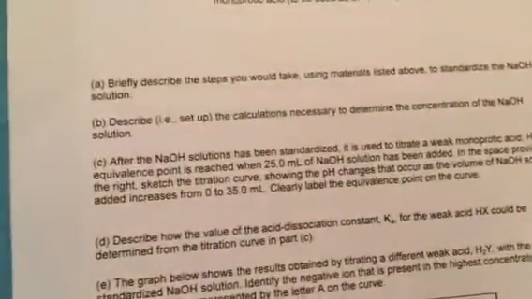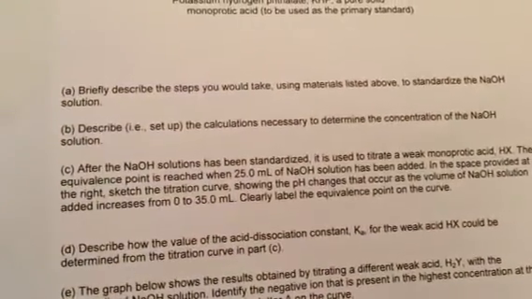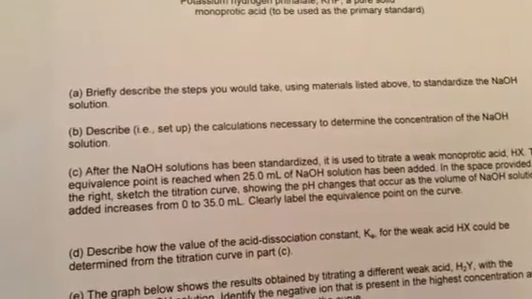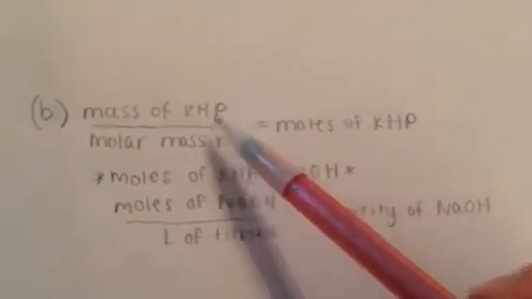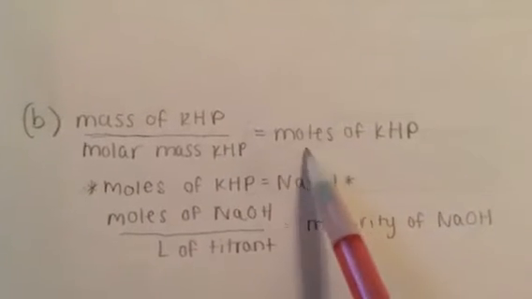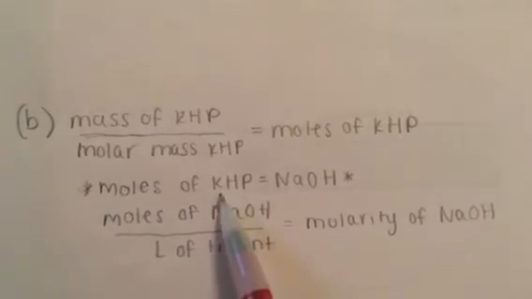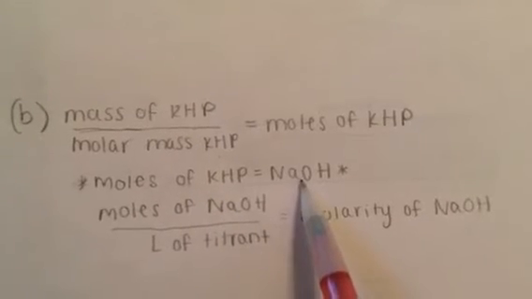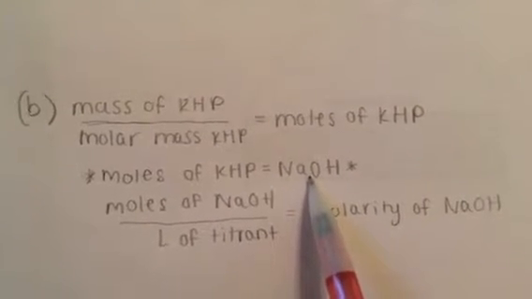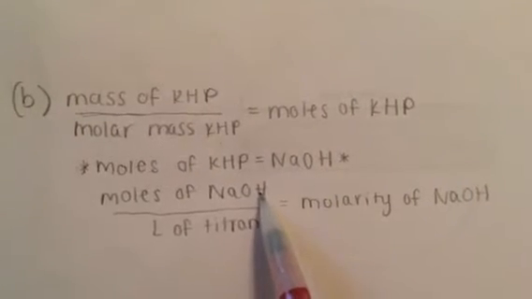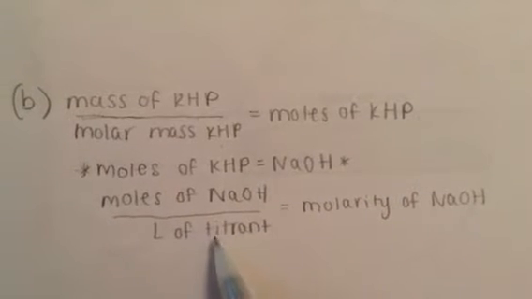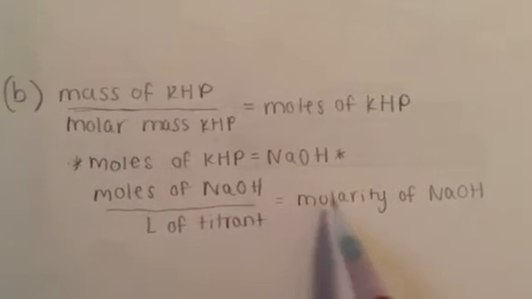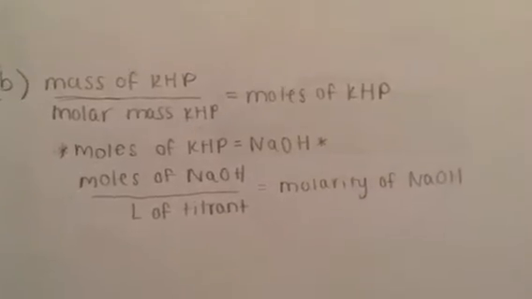Part B. Describe and set up the calculations necessary to determine the concentration of the NaOH solution. The first calculation you would need is the mass of the KHP divided by the molar mass of the KHP. This will give you the moles of KHP. You know that the moles of KHP will be equal to the moles of NaOH because it is a monoprotic acid. After that, you can take the moles of NaOH, which will be the same as the moles of KHP, and divide it by the liters of the titrant. This will give you the molarity of your NaOH.